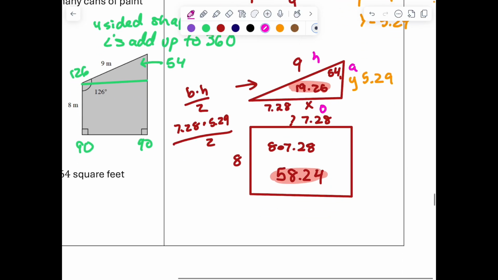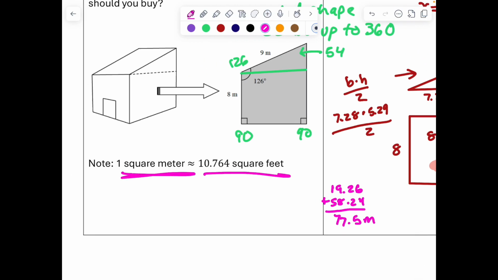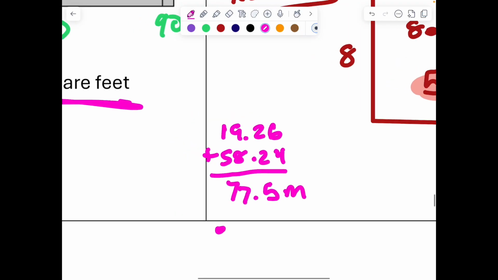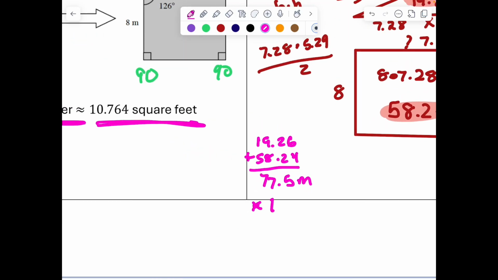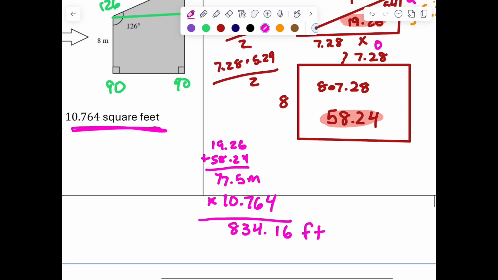We can go ahead and add those together. So 19.26 plus 58.24. That gets us a total of 77.5. But that's in meters, right? And we have that 1 square meter is about 10.764 square feet. So what we need to do is take that and multiply by 10.764. And that gets us 834.16. So now we're in feet. That's how much area we have, right? That's the total area.